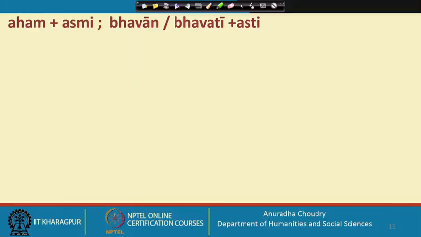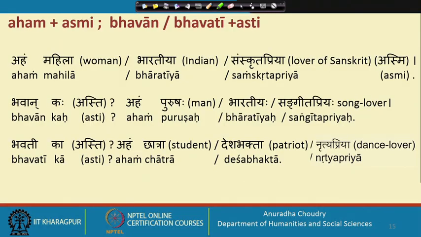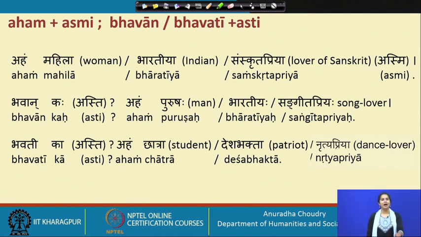So, here we have aham, and then there is the verb asmi, which is conjugated in the first person present tense. So, aham Anuradha is actually sufficient, but if you want to elaborate it and make the entire sentence, it would be aham Anuradha asmi, which means I Anuradha am. So, the asmi refers to I am. And now, as we see on the screen, we have aham mahila asmi, aham bharatiya asmi, aham Sanskrita priya asmi. All this would be for a woman, of course.